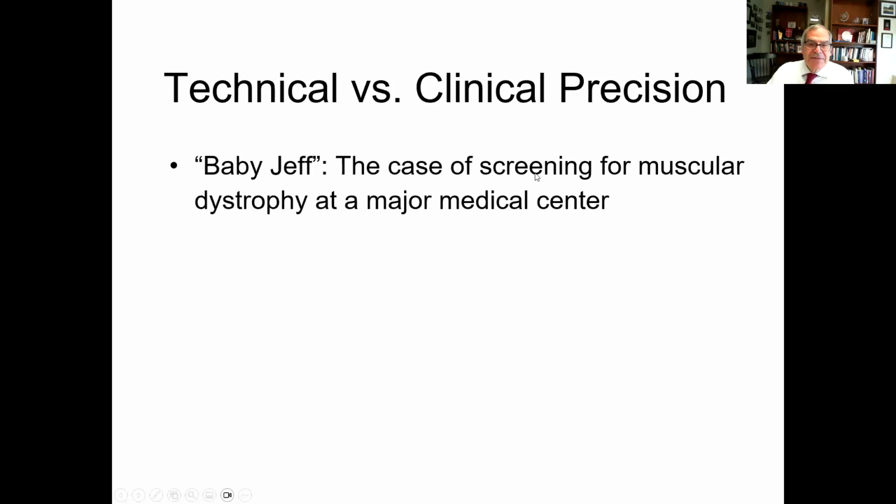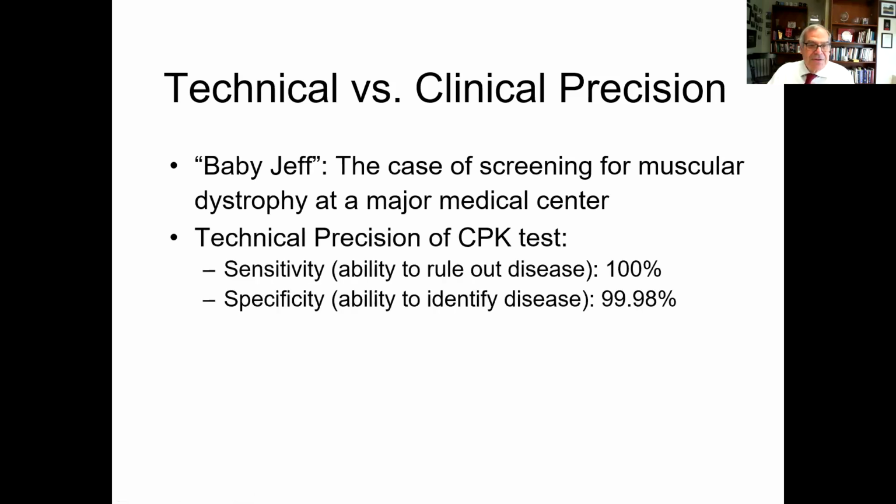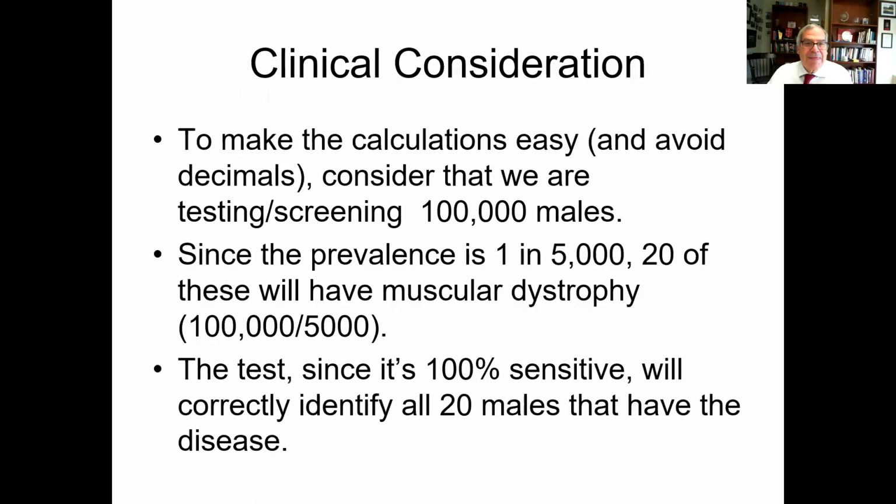So baby Jeff, the case of screening for muscular dystrophy at a major medical center. The technical precision of the test, the technical side of it, the sensitivity and specificity. The sensitivity, the ability to rule out the disease, is 100%. Great. Specificity, the ability to rule in the disease, is 99.98%. It's technically really good. But we have other considerations. To make the calculations, we consider that we are testing, just for calculation purposes, 100,000 newborn males.